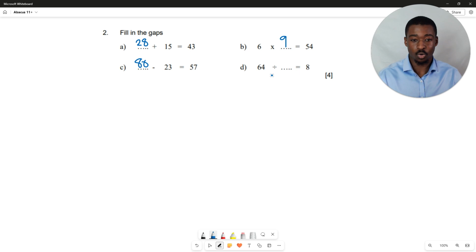And now for our final question, we have 64 divided by something equals 8. Now here, without even using any extra workings out, if you're good with your times tables, you know straight away the answer has to be 8. Because we know 8 times 8, 8 squared, is 64. So that means the reverse, 64 divided by 8, should be 8. So the answer is 8.